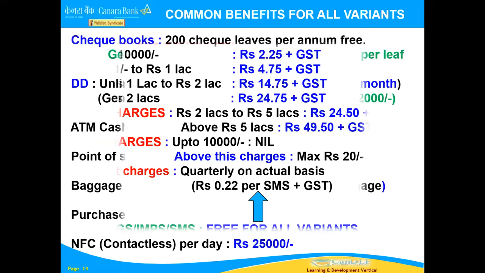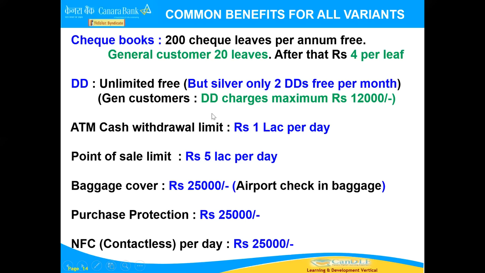Checkbooks, 200 leaves are free. DDs, unlimited free, but for silver only 2 DDs are free. For general customers, DD charges maximum 12,000, they can save. ATM cash withdrawal, as I told, now that debit card, that RuPay card: 1 lakh, POS 5 lakh, airport check-in baggage 25,000, purchase protection 25,000, NFS 25,000. These are the 5 facilities available for RuPay Platinum cards.